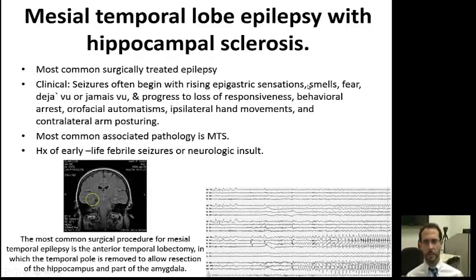For the mesial temporal lobe epilepsy with hippocampal sclerosis, it is the most common surgically treated epilepsy. Clinical seizures often begin with rising epigastric sensations, smells, fear. They could have deja vu or jamais vu, which is pretty much the opposite of deja vu. And they can progress to loss of responsiveness. They can have behavioral arrest, orofacial automatism, ipsilateral hand movement, and contralateral arm posturing.